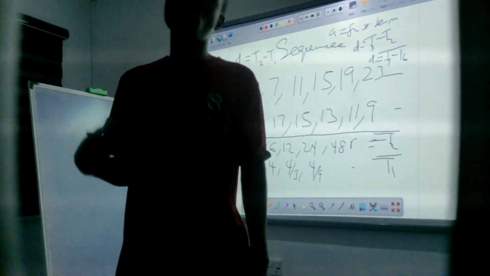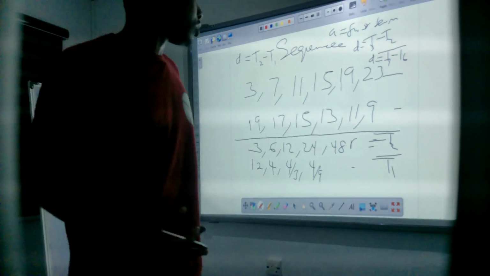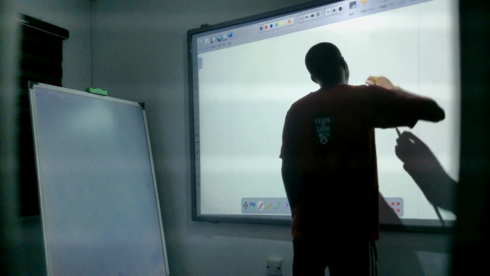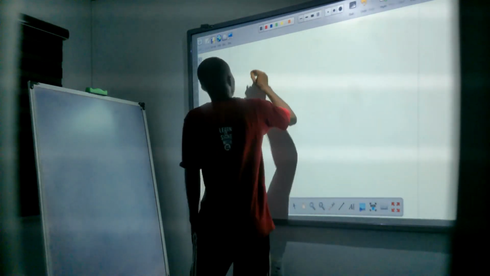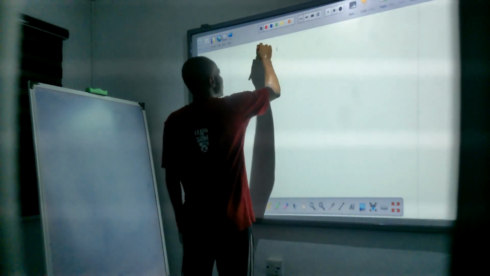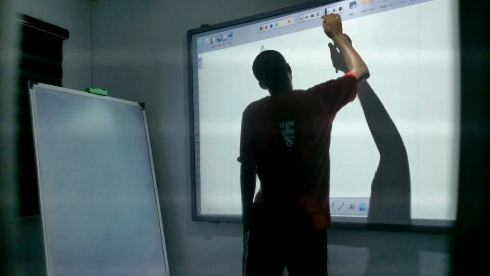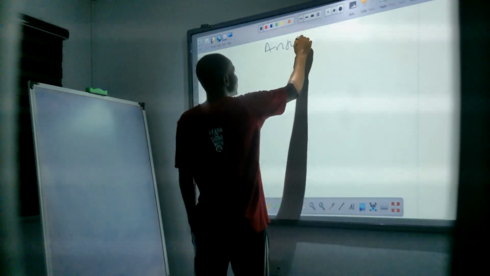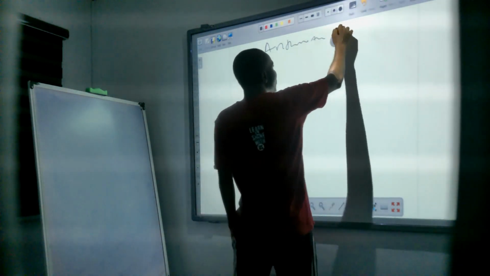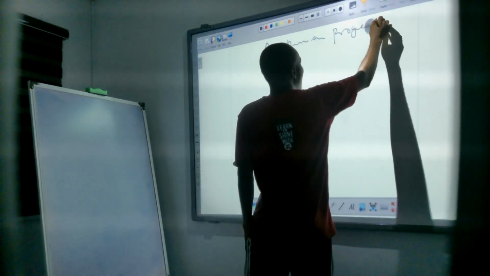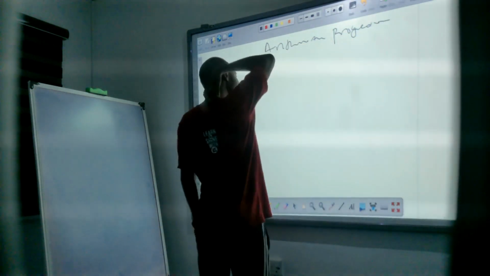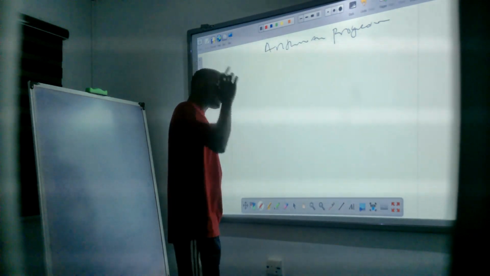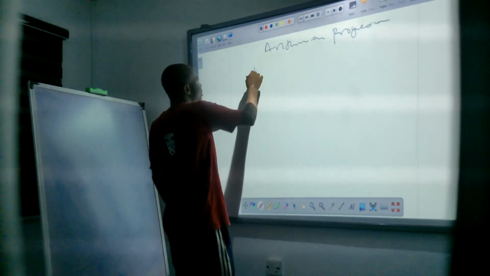That's why I like to define sequence. We have two main types of sequence: we will consider arithmetic progression and geometric progression. So now let's talk about the first type of sequence, which is arithmetic progression, AP.